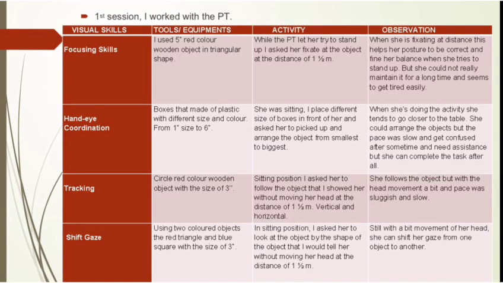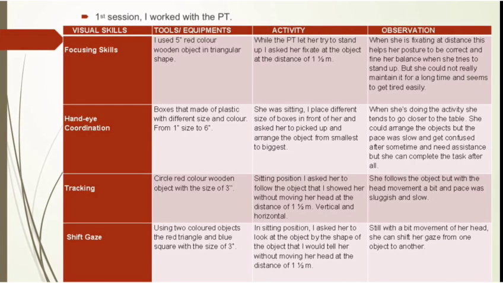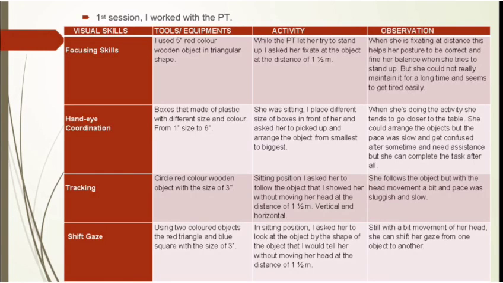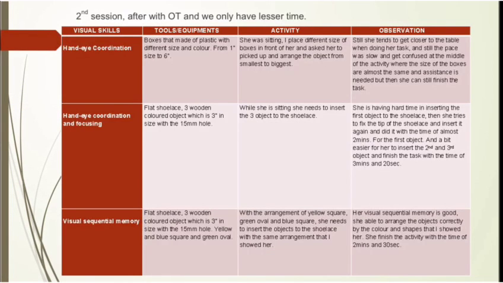And lastly, for the shift gaze, using two colored objects, I asked her to look at the object by the shape that I would tell her, without moving her head, at the same distance of 1.5 meters. Still, she needs to move her head, but she can shift her gaze from one object to another.